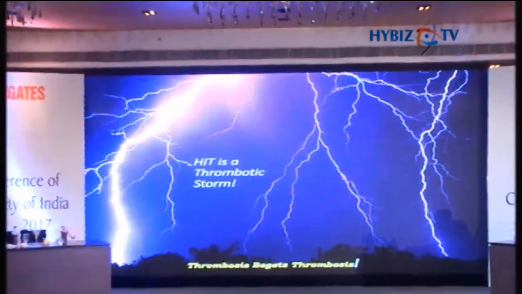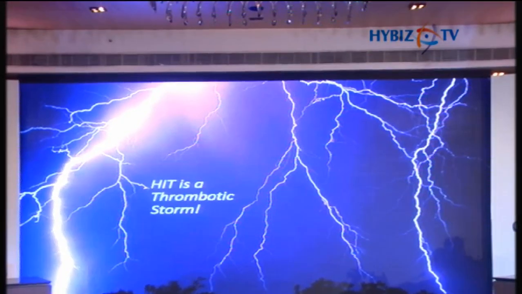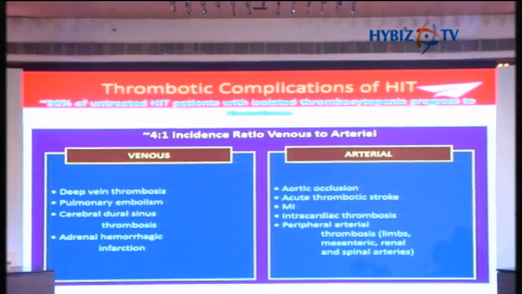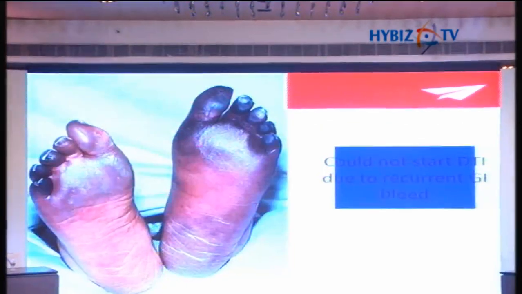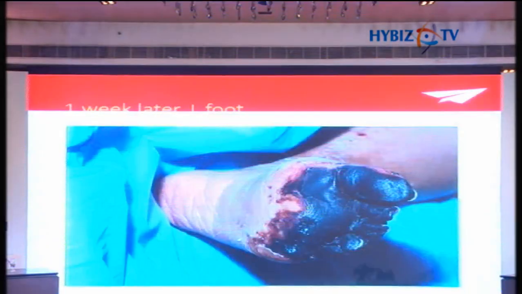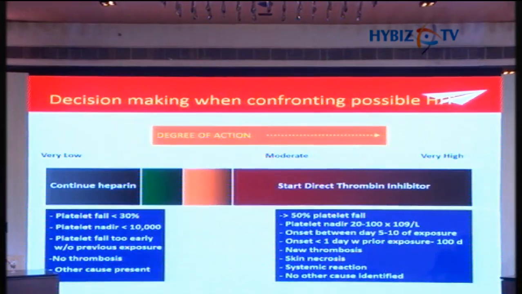Now, will it go away if you just stop heparin? Not so. It can be a thrombotic storm, can produce deep vein thrombosis, arterial thrombosis, and can lead to a lot of morbidity and mortality. If you don't treat, it could be initial, then it can progress like this, and then it can go extensively. So what are the treatment options? Once it is diagnosed, direct thrombin inhibitors are the only drug of choice in these patients.